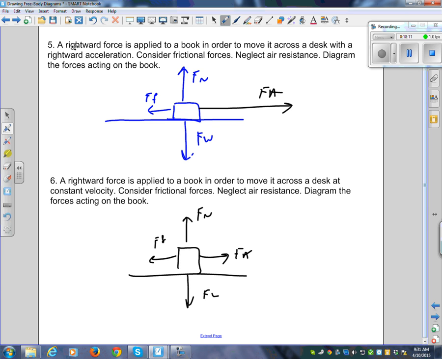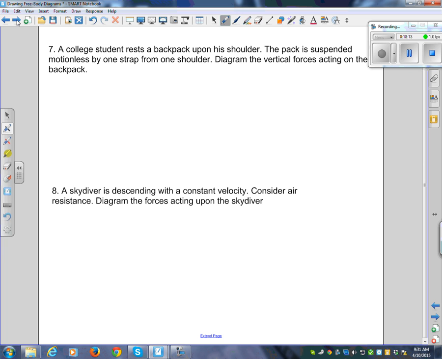Good. College student rests a backpack on the shoulder. It's motionless. Weight force. Tension force, right? Skydiver descending with a constant velocity. Consider air resistance. Weight force, F air or F friction. Constant velocity, must be equal.